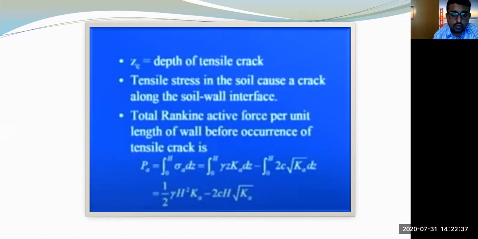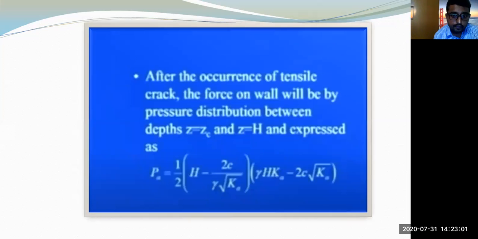Total Rankine active force per unit length of the wall before occurrence of tensile crack is Pa equal to integration of 0 to h of sigma a dz. It will become integration of 0 to h of gamma z Ka dz minus integration of 0 to h of 2c root Ka dz. Finally, it will become Pa as 1 by 2 gamma h square Ka minus 2c h root Ka.